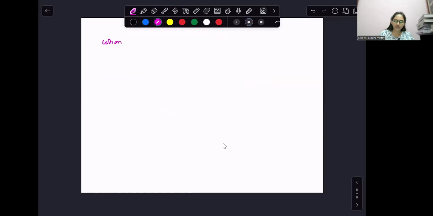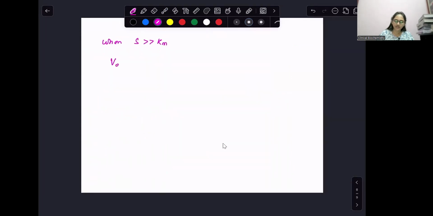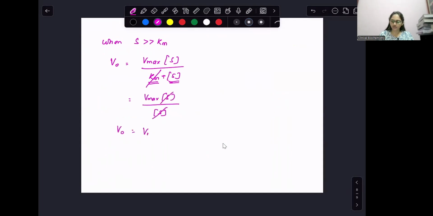So when the substrate concentration is so much more than the Km, then you can ignore the Km here, is it not? So let me again write this Michaelis-Menten equation, which is V0 is Vmax into S divided by Km plus S, right? So when my Km is very, very small, and substrate concentration is very, very high, then I can just ignore this Km, is it not? So I will ignore this Km and what I will get is Vmax into S divided by S. Yes, so these two get cancelled. So V0 is equal to Vmax.